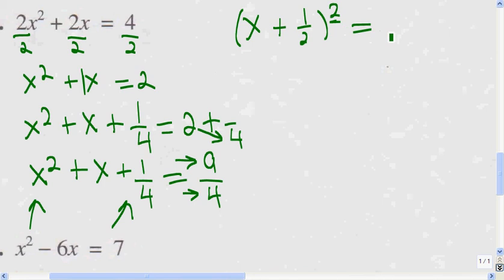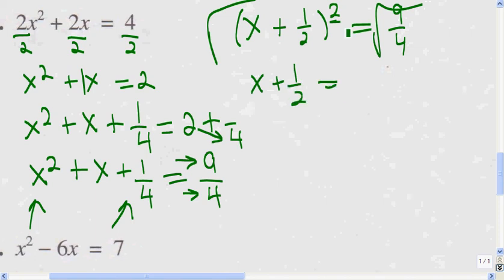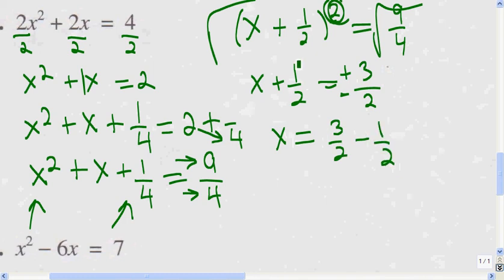So now we have 9/4. We're going to square root both of them, right? We get x plus 1/2 by itself without the exponent. And then the square root of 9 is 3, and the square root of 4 is 2. And it's a positive and negative, right? So now we're going to solve using the positive 3/2. So x equals 3/2 minus 1/2. You notice I'm skipping a step, right? I'm skipping this step, minus 1/2, because there's no reason to do it. So then what I have is x equals 2/2, x equals 1.